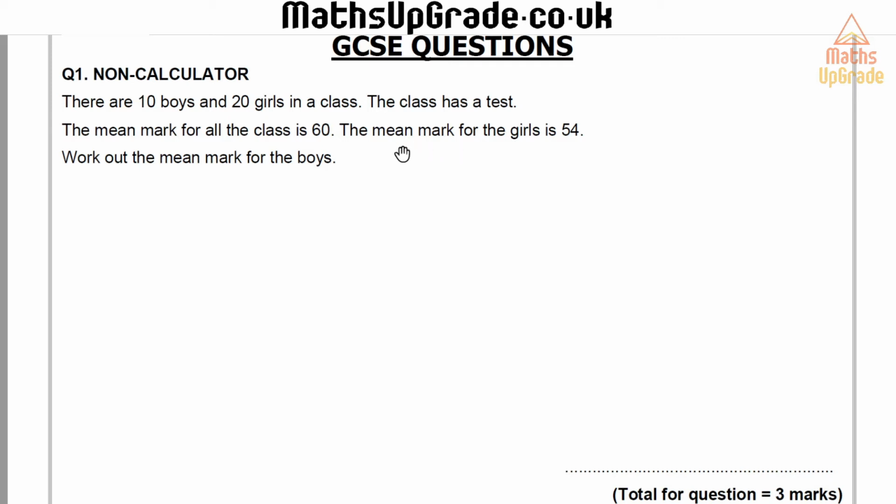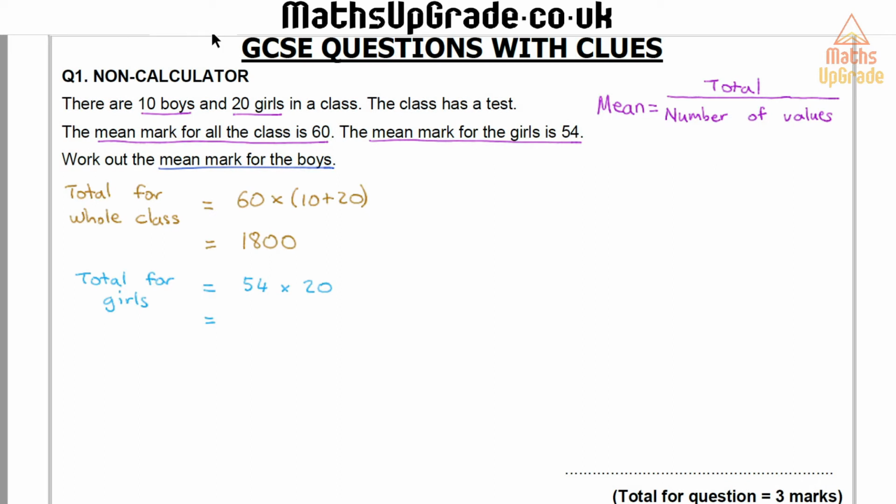Since the mean for the whole class is 60 and there's 30 people in the class, and we know that the mean is the total divided by the number of values, we can find the total by doing the mean multiplied by the total number of children in the class. So 60 times 30 gives us 1,800. So the total for the whole class is 1,800.